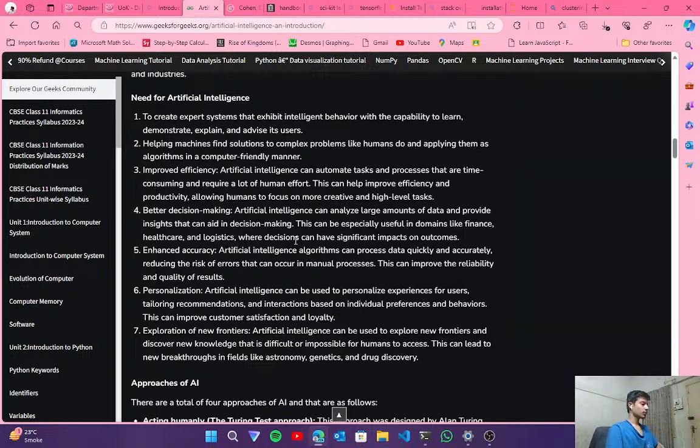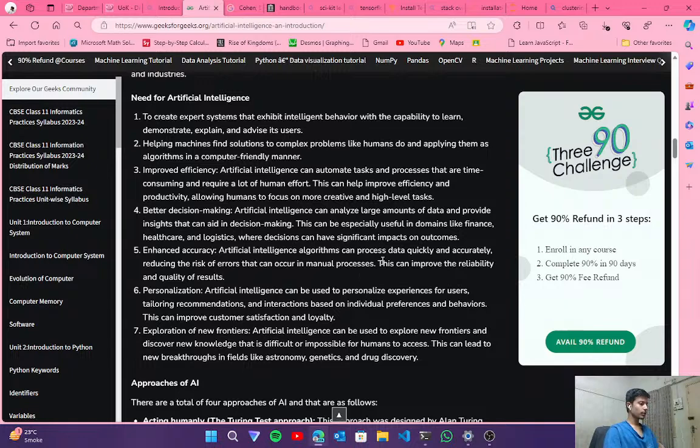Enhanced accuracy. Artificial intelligence algorithms can process data quickly and accurately, reducing risk of errors that can occur in manual process. This can improve the reliability and quality of results. Personalization. AI can be used to personalize experience for users, tailoring recommendation and interaction based on individual preference and behavior. This can improve customer satisfaction and loyalty.